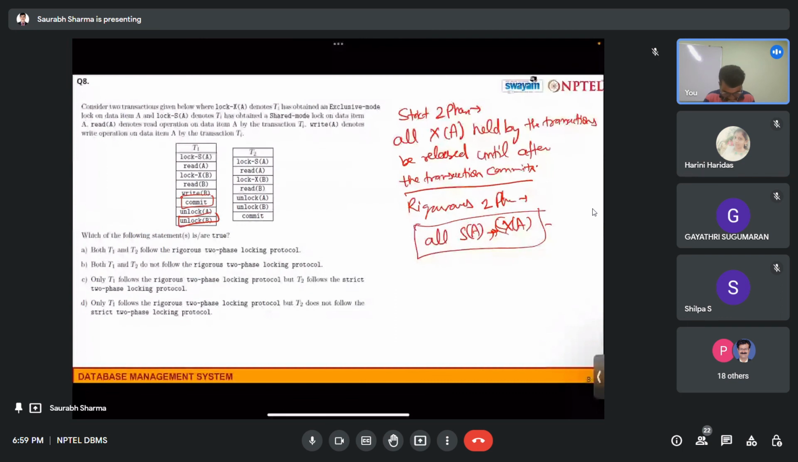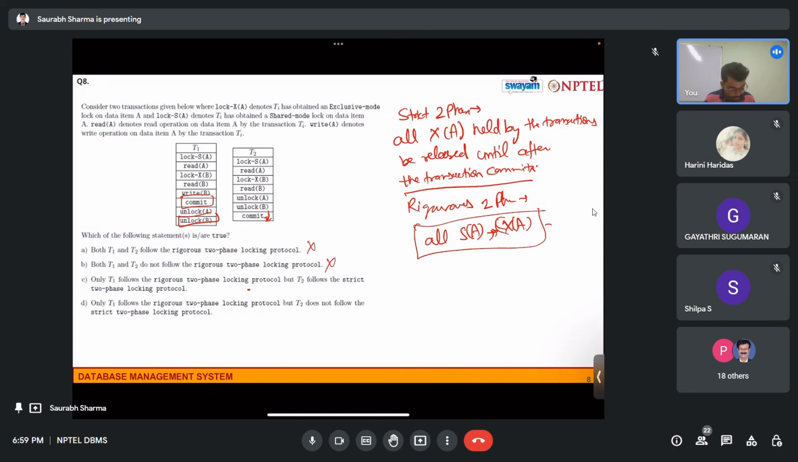So rigorous one is satisfied, but for T2 the commit is after it. So there is nothing like rigorous or any kind of S2PL. So first is no, second is no. There is C and D.